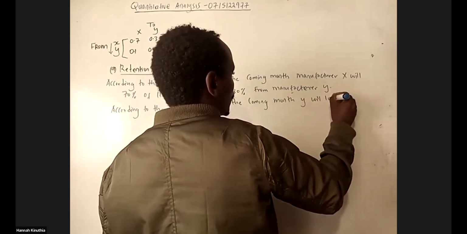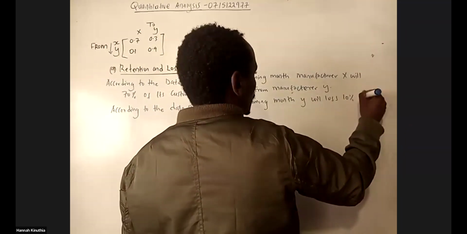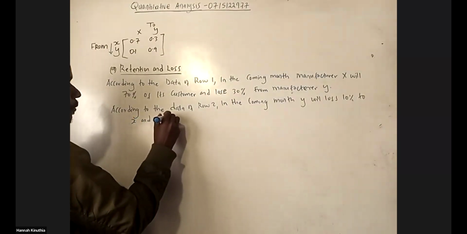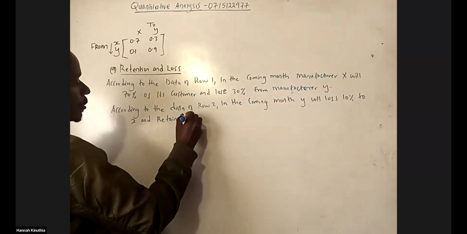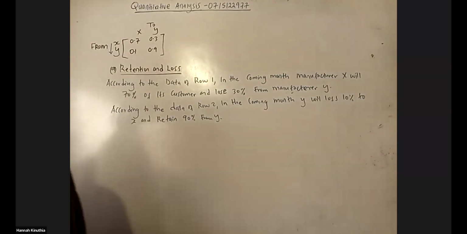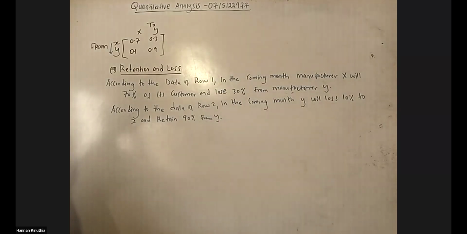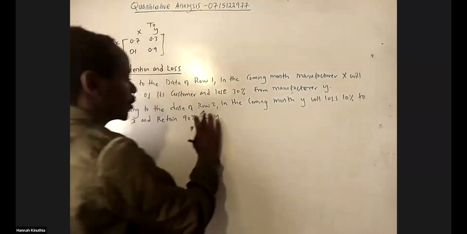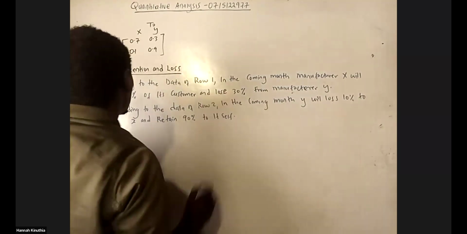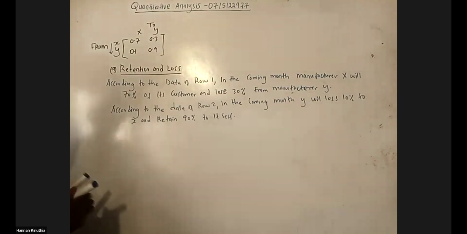So Y will lose 10% to X and retain 90% from Y. Right? Do we say so? To X, and we also retain 90% to itself. Just to itself. Now let's go to part B. So that's how we're supposed to answer that question.